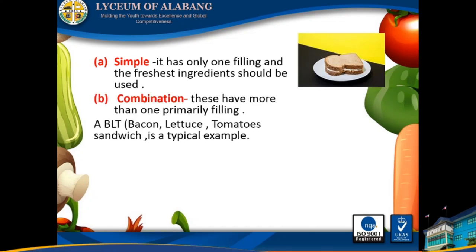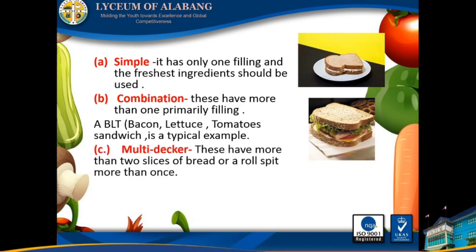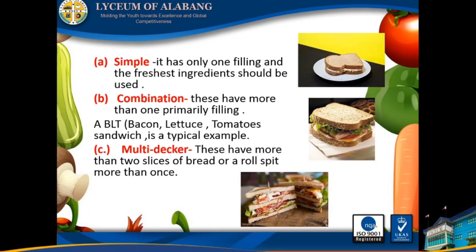Next is combination. These have more than one primary filling. An example of a combination sandwich is what we call BLT, or bacon, lettuce, tomato sandwich. And then next is multi-decker. These have more than two slices of bread or a roll split more than once.